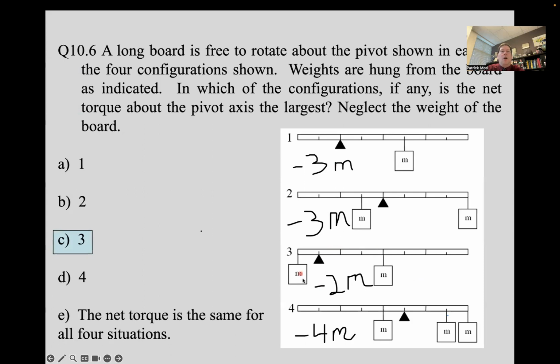So the largest torque is the net torque about the pivot axis. So those are the net torques. Which one of those is biggest? Minus 2M. So it is case 3.